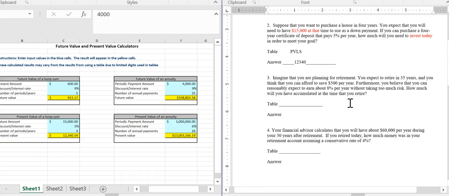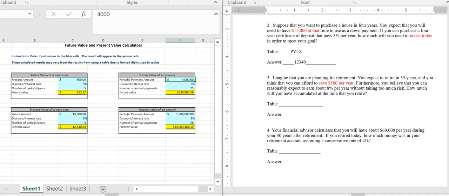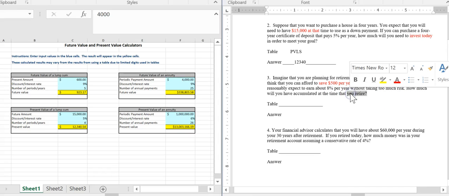Now I'm planning for retirement. I'm going to retire in 35 years, and I think that I can save $500 a year. Okay, well, that's the first thing right there. $500 a year, and that's not very much, is it? So I am move my table over here a little bit. I'm going to earn 8%, which is good. How much will I have accumulated at the time I retire? Okay, well, I'm not retired yet. So again, that is out in the future. So I'm going to put future value here.